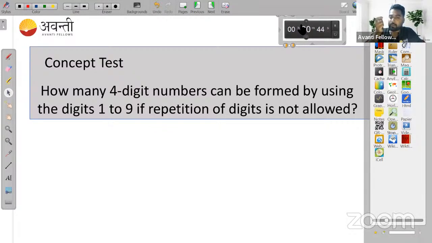4-digit number can be formed by using the digits 1 to 9, repetition of digits not allowed. 3024. Very good, Warangal. YouTube guys, you can respond in the chat box also. Everyone, please. 3024, Zenbi Warangal. Very good. Admin also saying 3024. Yes. YouTube guys, you can respond in the chat box, everyone.